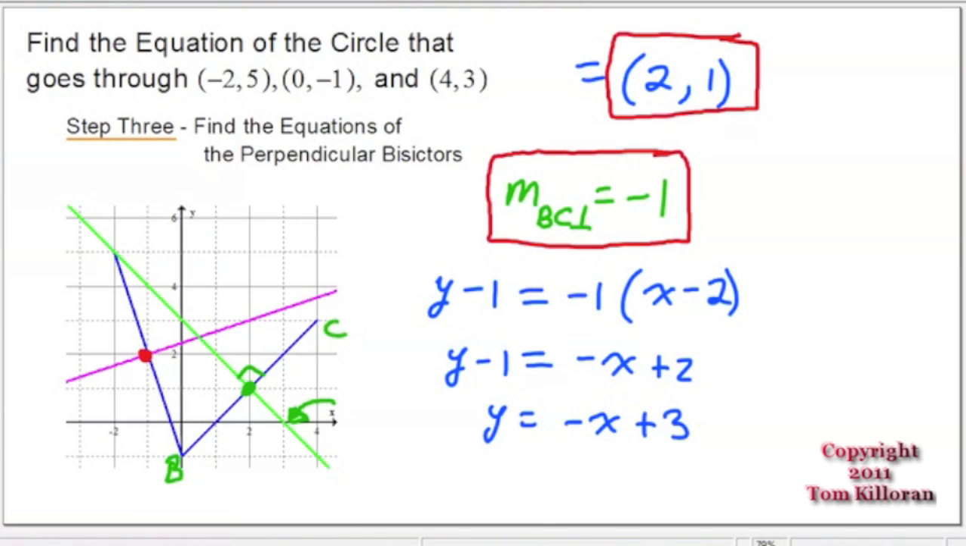Now, with these two equations, we're going to come up with their intersection. So we're going to be looking for what is this point right here. And that's really important because any point on a perpendicular bisector is equidistant from the endpoints of that line segment. And it happens to be on both perpendicular bisectors, so it's equidistant from all 3 points. Therefore, this point will be called the center.